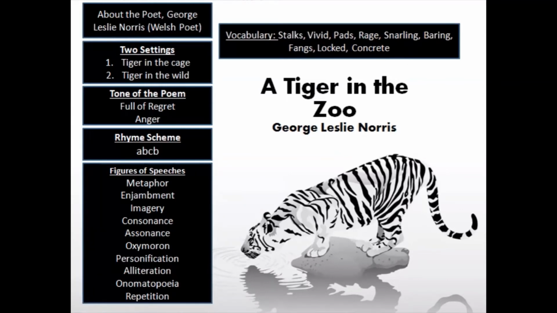And the rhyme scheme used is ABCD, and many figures of speech have been used in this poem. I have listed them for you, and this full poem is of imagery, because he explains how the tiger looks. We can imagine how he stalks the prey and how he walks in the cage with a quiet rage. So such a beautiful poem, and what we need to study for our 10th standard is this imagery, this compare and contrast of the animal being put in the cage as well as in the wild.